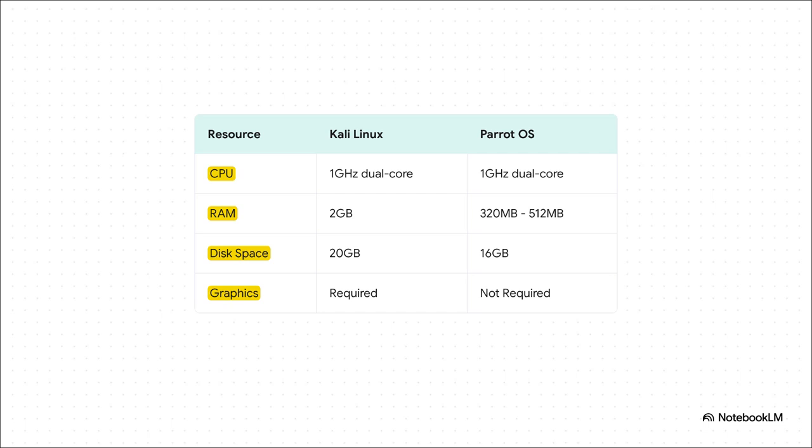While they can both technically run on a 1 GHz dual-core CPU, the other requirements tell the real story. Kali needs a bare minimum of 2 gigs of RAM and 20 gigs of disk space. Parrot, on the other hand, can get by with as little as 320 megs of RAM, and it only needs 16 gigs of space. Parrot also doesn't require graphical acceleration, which makes it the clear winner for any older hardware you might have lying around.